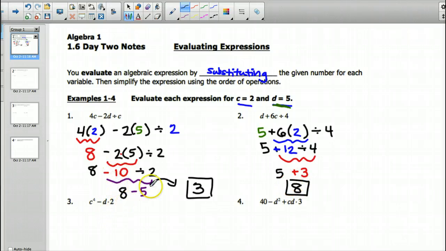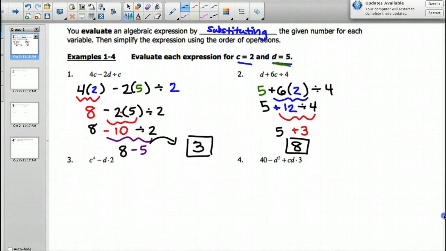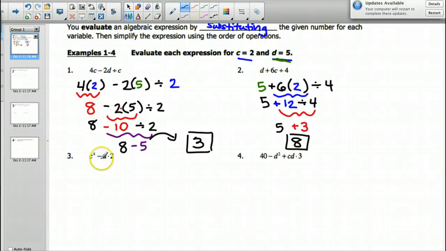For number 3, I have the expression C to the 4th power minus D times 2. I'm going to plug in again 2 for C and a 5 for D. When I'm plugging in my 2 for C here at the beginning, it is going in for the base, and that base is part of a power. Whenever you're plugging in a number for a variable and it's part of a power, I want you to use parentheses around it. So this is how I want you to substitute for number 3.